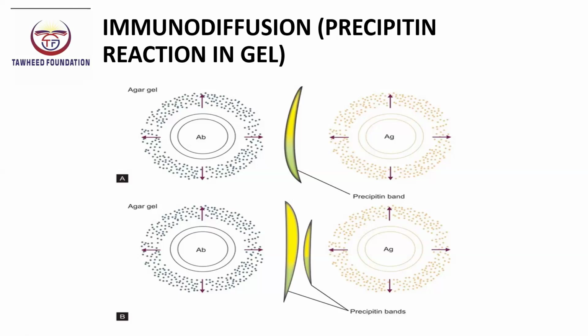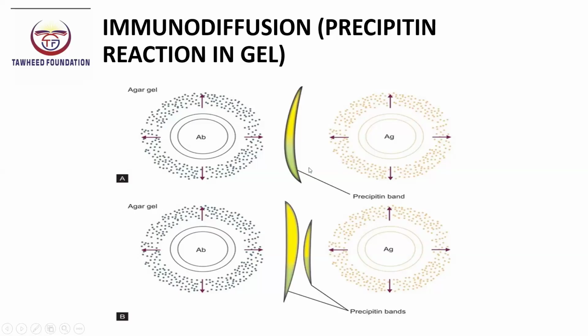Where they meet at optimal concentration, they form a visible precipitin line, also called a precipitin band, as you can see in this diagram. So look at part A of the figure, this shows a diagrammatic representation of the setup. You can see an agar plate represented as a flat rectangular block. Two small circular wells are cut into the gel. One well is filled with antigen solution. The other well is filled with antibody solution.